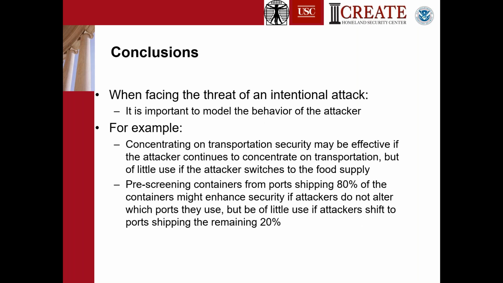I'm going to issue some quick conclusions, but then move on to talk about some of the more recent and ongoing areas of research. So the overall summary is that when facing the threat of an intentional attack, it is important to model the behavior of the attacker. For example, concentrating on transportation security may be effective if we think that the attacker also wants to focus on transportation attacks, but would be of little use if the attacker switches to, say, trying to contaminate our food supply, for example.